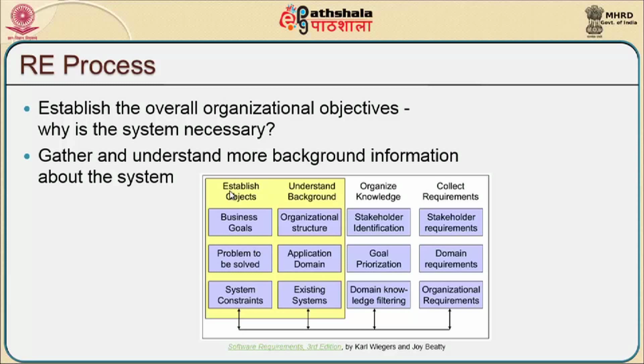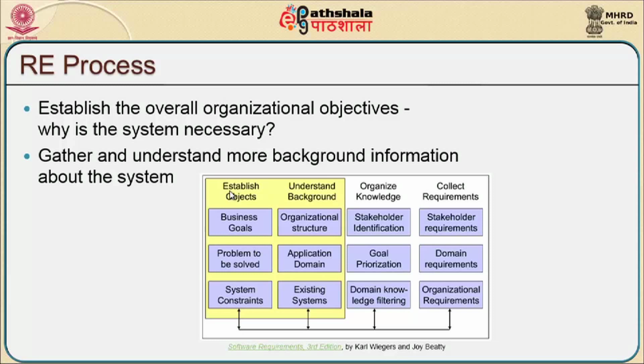Likewise, organize the knowledge. In organizing the knowledge, we may have to identify the stakeholders. We will go for the prioritization of various goals. Many times the stakeholders or the users don't want prioritization, but as developers we may have to prioritize the entire set of goals. And domain knowledge filtering is also very much essential.